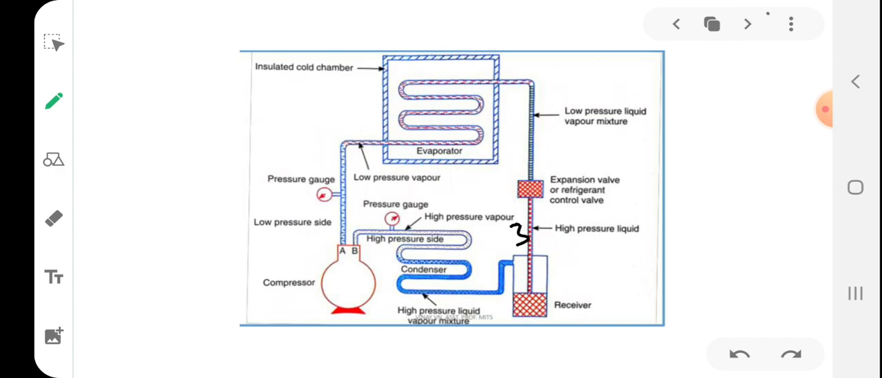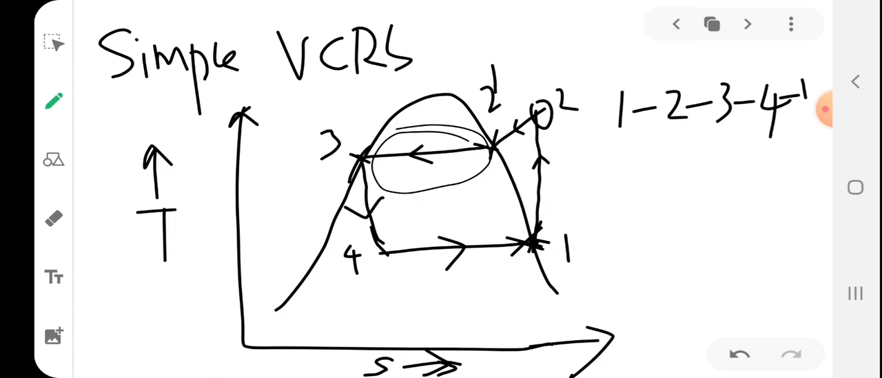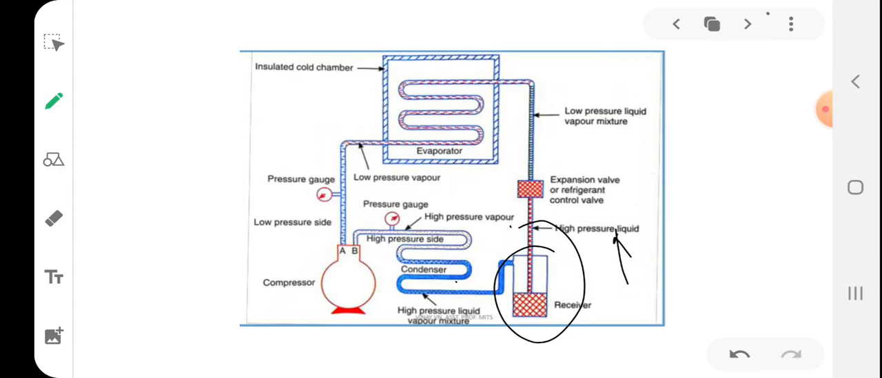After getting converted into a liquid vapor mixture, you can see that a component called the receiver is there, right? What is the function of the receiver? The condensed liquid refrigerant from the condenser is stored in a vessel known as the receiver, from where it is supplied to the evaporator through the expansion valve. So this is used for storing the condensed liquid refrigerant for just some time. It is just for storing purpose, so no much significance in this cycle. You don't have to mark the receiver in your TS diagram.